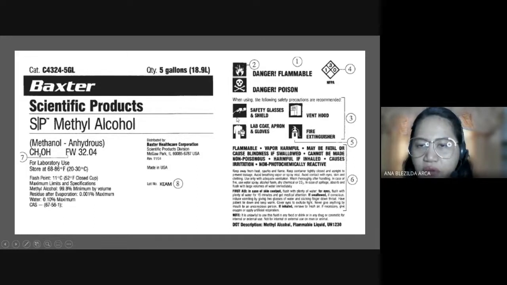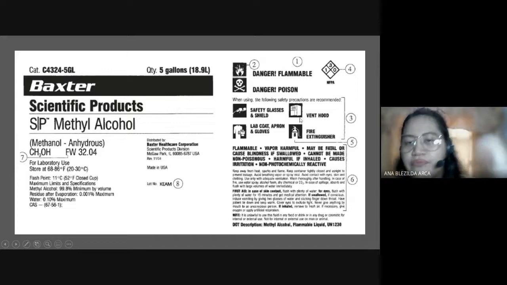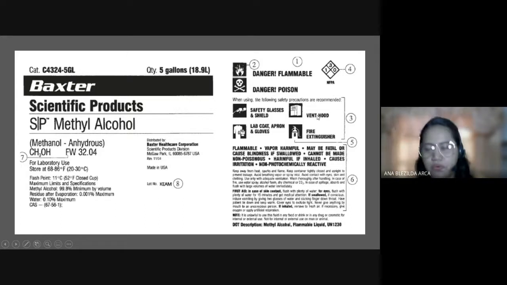Poison. And also, ano ba yung mga materials na kailangan mo to control this chemical from causing harm to the people, di ba? So, tulad niyan, sabi dyan is, when you use this chemical, kailangan gumamit ka ng safety glasses, safety shield, dapat nasa loob ng vent hood, meron kang lab coat or apron or gloves, and meron ka ring fire extinguisher na nakaabang. Okay? So, that is according to the label.